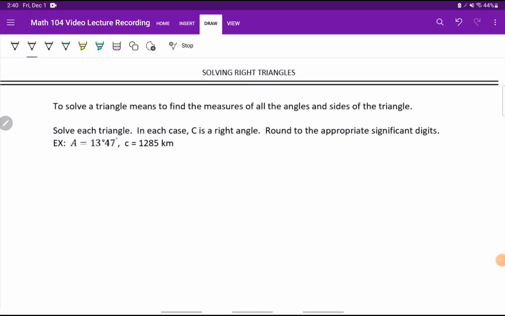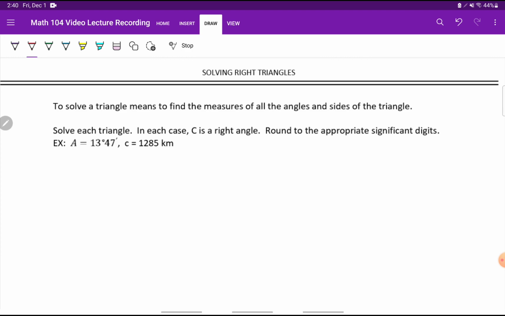In this video, we'll be solving right triangles. To solve a triangle means to find the measures of all the angles and all the sides of the triangle. This is a super standard problem in a trigonometry course. Everyone's going to have a problem like this on their first exam, maybe their final as well. Super standard problem.